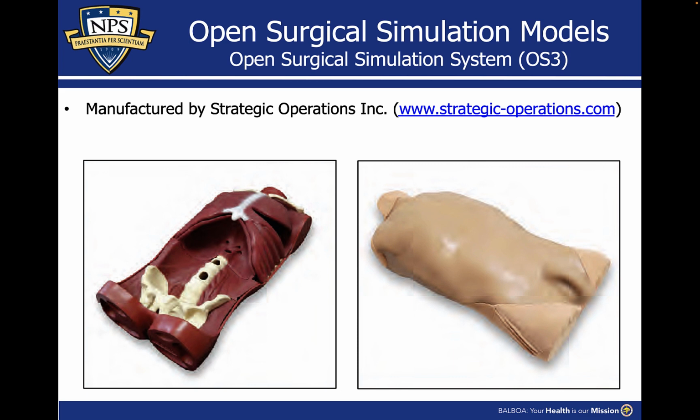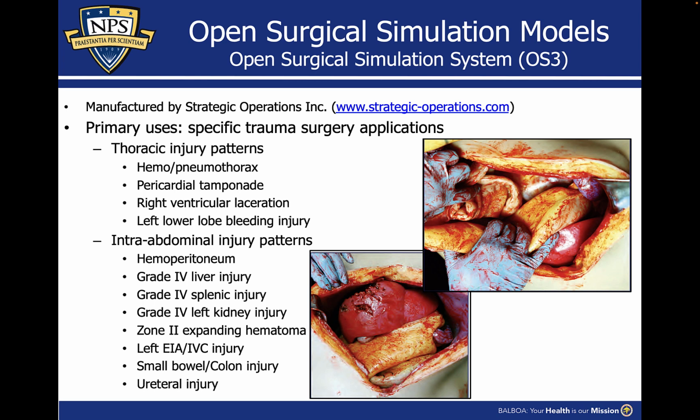The final surgical simulation model I want to discuss is also manufactured by Strategic Operations. It is the Open Surgical Simulation System. It's pictured as you see here in the torso-only portion, but they do have upper and lower extremities that can be added, as well as a head and neck. This model is a trauma surgery training model.